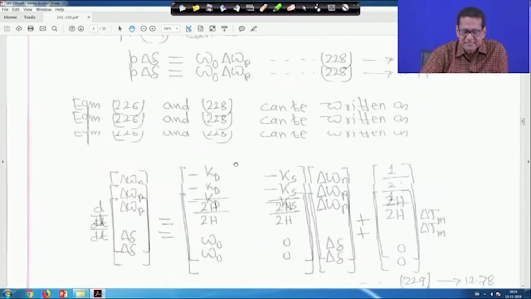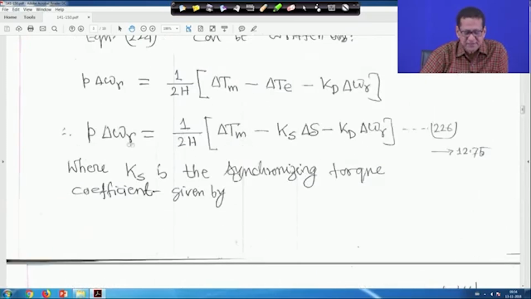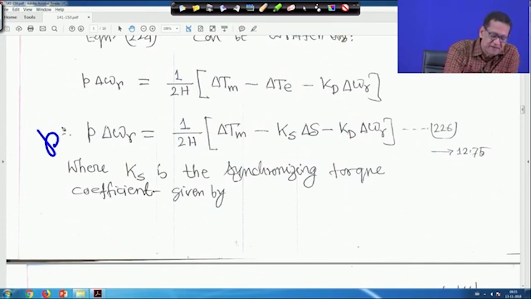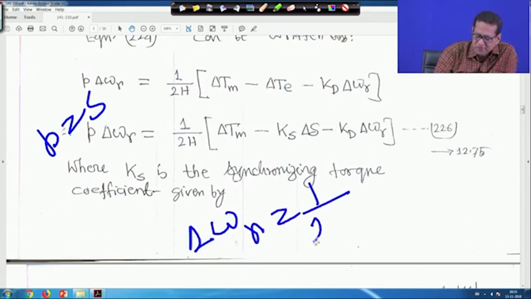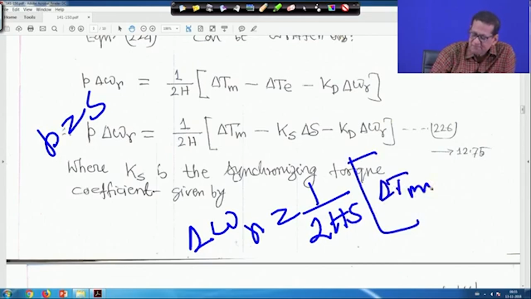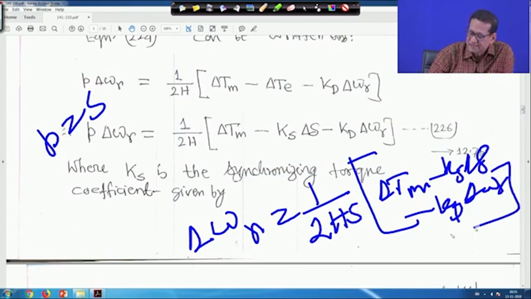So, in this case, later we will see, this K d omega r term did not get brought to the left hand side; we have simply taken S delta omega r. It is simply like this. Later we will bring it to that side. If you replace P is equal to S, then delta omega r is equal to 1 upon 2 H s, and in bracket it is delta T m minus K s delta delta minus K d delta omega r. This is taken, but delta omega r we did not bring to the left hand side.